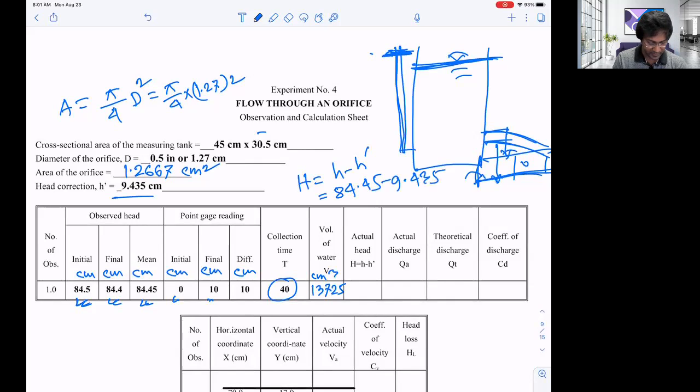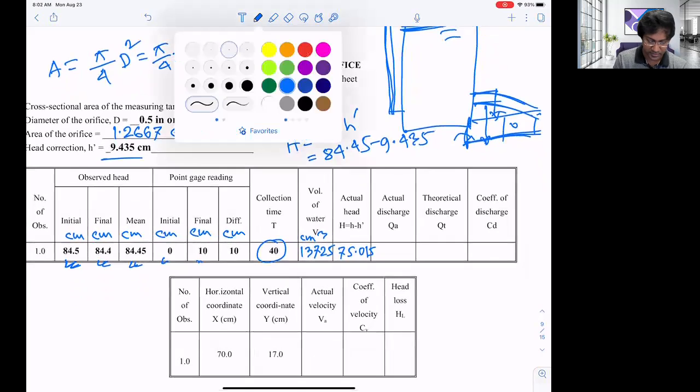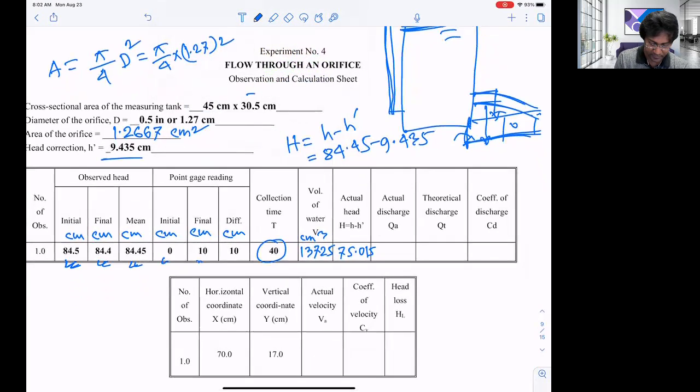9.435. So 84.45 minus 9.435, so we have the actual head, 75.015. Then what will be the actual discharge? It is nothing but V over T. And what is V? 13725 divided by 40. So that's 343.125 centimeter cube per second. That is the actual flow rate.